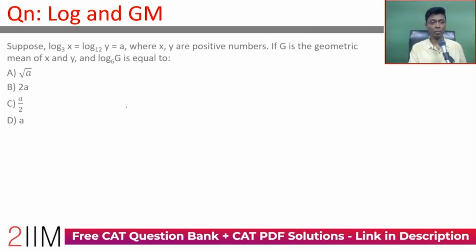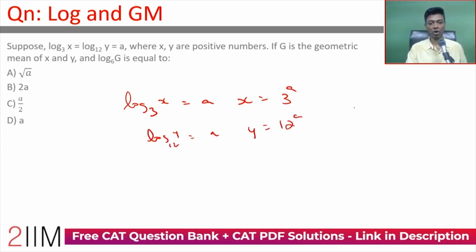If g is the geometric mean of x and y, the log g to the base 6 would be? Log x to the base 3 would be a, or x is 3 power a. Log y to the base 12 is a, or y is 12 power a. Geometric mean is square root of xy, which is square root of 3 power a into 12 power a, which is square root of 36 power a.